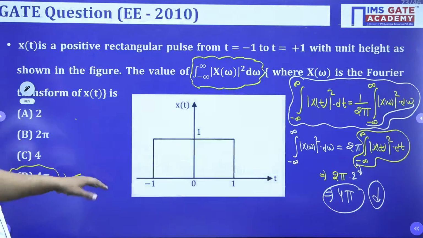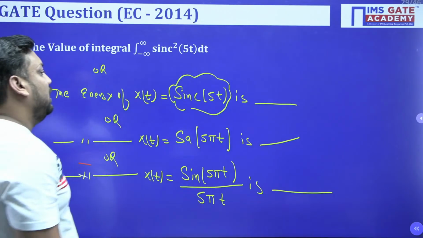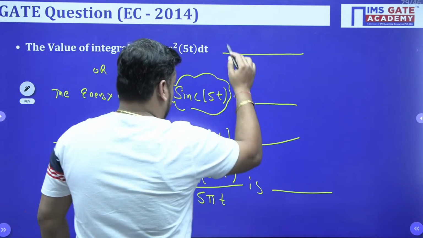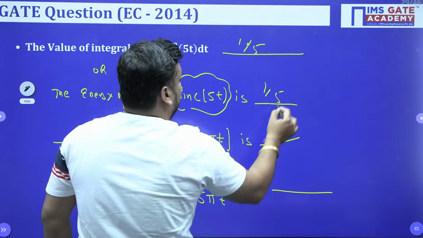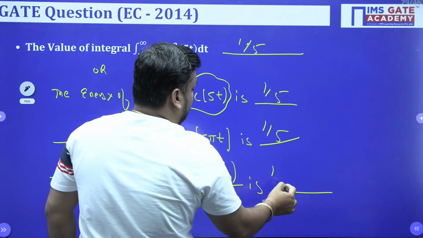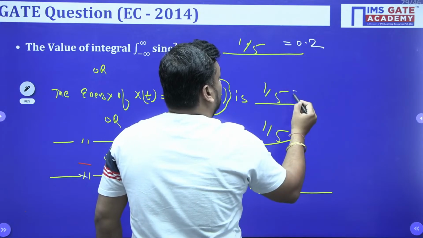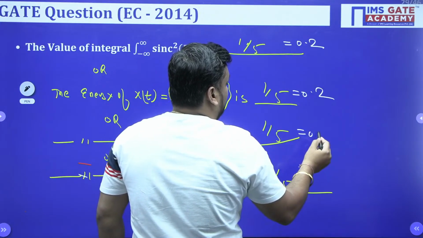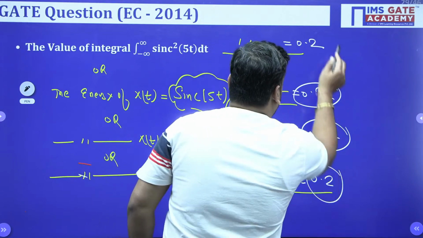Suraj, Purushottam is only correct. So the answer for all the 4 questions is nothing but 1 by 5. So 1 by 5 is nothing but 0.2.